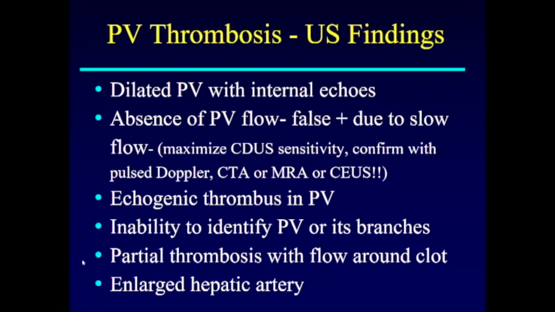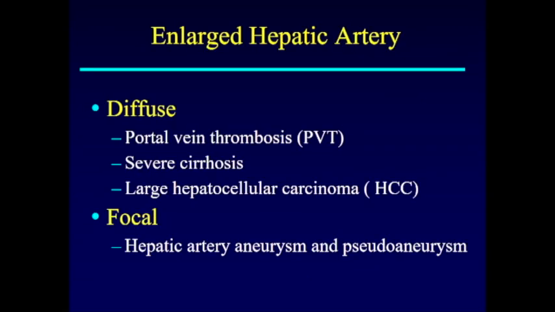And a secondary sign of portal vein thrombosis is enlargement of the hepatic artery, because the hepatic artery now has to supply more blood to the liver to compensate for the missing 75% that the portal vein used to supply. So when you see enlargement of the hepatic artery in a diffuse fashion, think immediately about, could this patient have portal vein thrombosis? But you can also see it in patients with very severe cirrhosis because, again, the portal venous inflow is impeded and decreased.